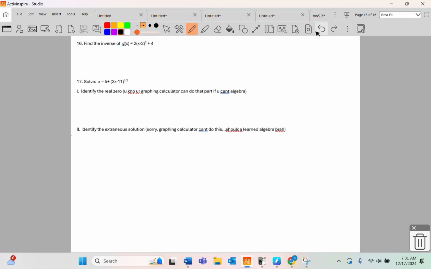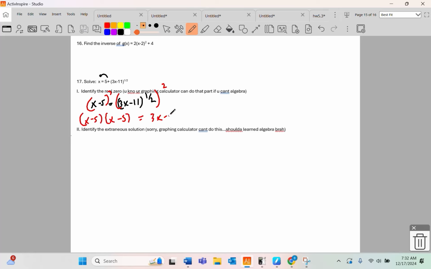Solve x equals 5 plus (3x minus 11) to the 1/2. Identify the real zero. It does say you know your graphing calculator can do it. If you can't, we'll talk about that in a second. But we're going to take away 5 from both sides. X minus 5 equals (3x minus 11) to the 1/2. Going to do easy steps first. We're going to counteract the 1/2 power by using its reciprocal. The reciprocal of a half is to square. We square something by writing it twice.